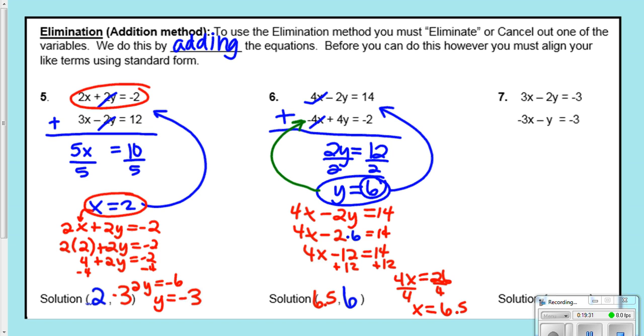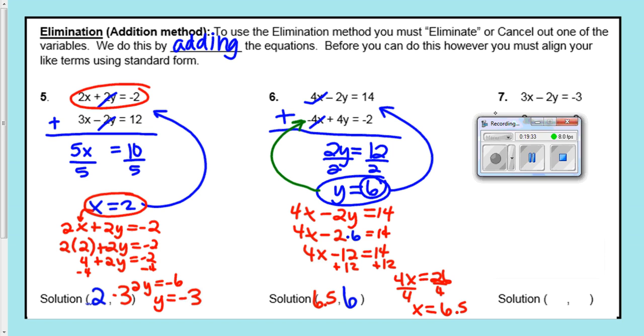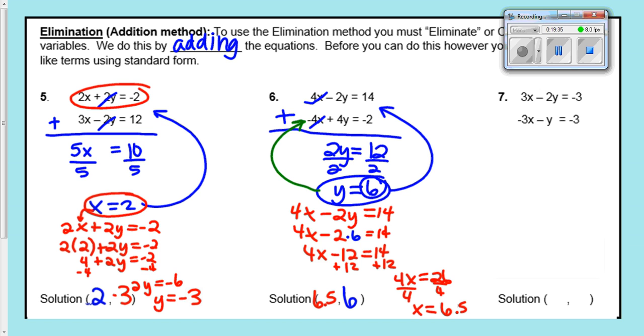Again, feel free to pause if you feel like you could do this one on your own. And this is the last part of the video, so check back to make sure you get it right, but then you're pretty much done. So I'm going to add these together. Those cancel, so I've got negative 3y equals negative 6. I'm going to divide, so y equals 2. There's part of my solution down here.